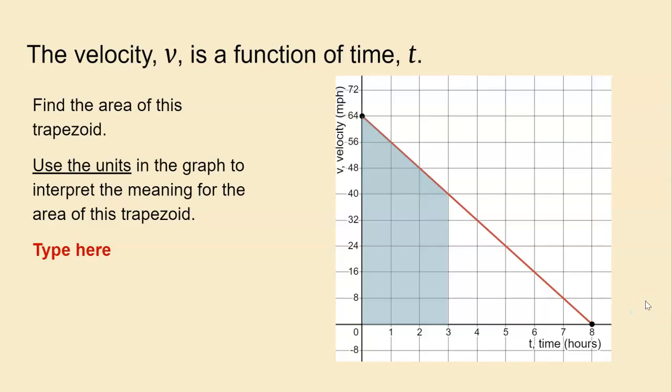And then we're going to break it down even further. Instead of doing the whole triangle, let's stop at 3. When the time is 3, let's stop there, and this makes a trapezoid. Find the area of that. What's happening? What do you know? And what does that area represent in this context?